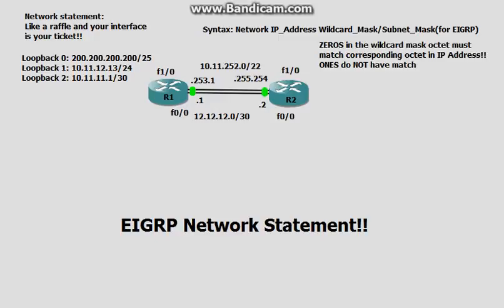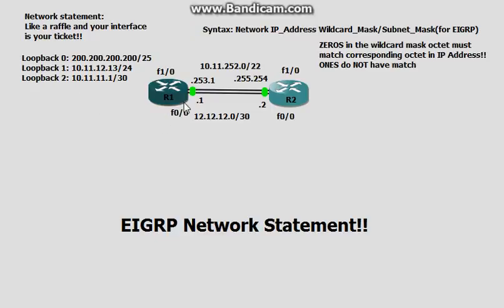Here it is, the EIGRP network statement. Very easy statement to configure, but the hardest statement or configuration to understand is what is happening. So today in this video, I'm going to be explaining what the EIGRP network statement is and what it does. And I'd like to start off with saying the network statement is like a raffle and your interface is your ticket. Okay, so think about that while we're going through this video.